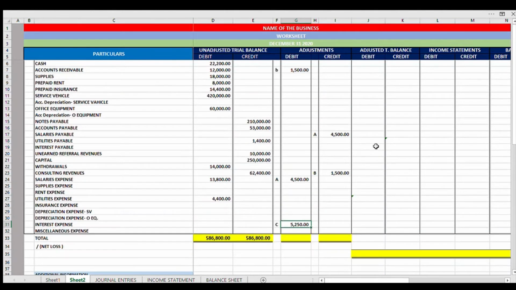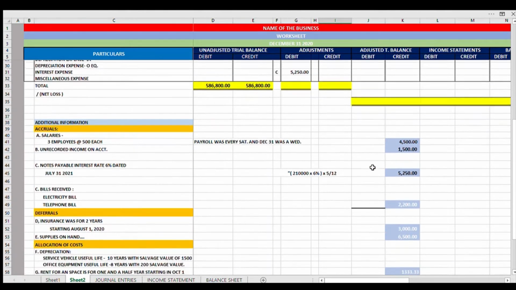$5,250 interest expense, and credit is interest payable. Interest payable. Okay? 5,250. Let us go on.